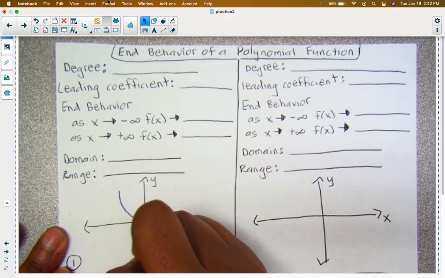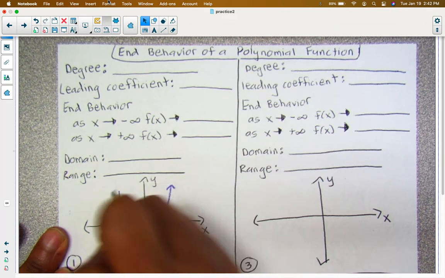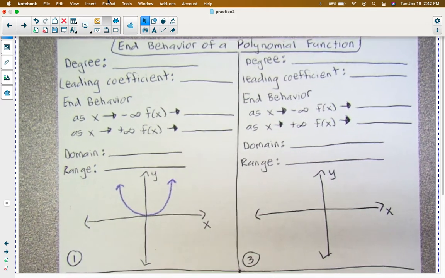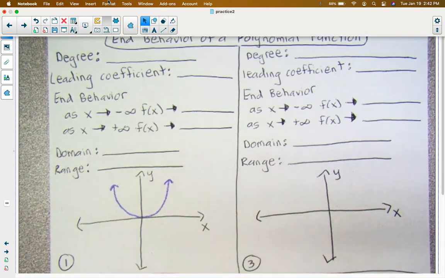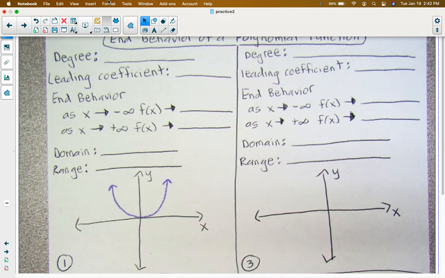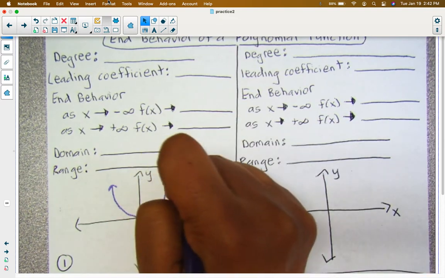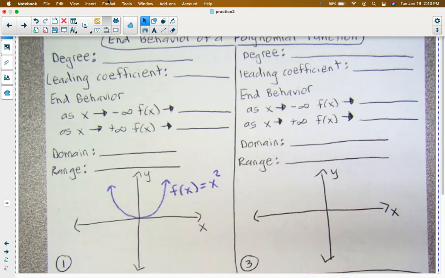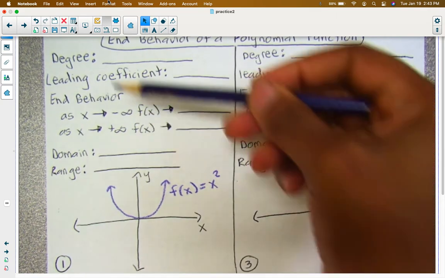I'm going to try to make it symmetric. There we go. So this is going to be our parent quadratic function. So it goes through the origin. It's the most basic quadratic function. There's no shifts left, right. There's no flips up or down. This is our parent function for a quadratic function. Now I'm going to go through and we're going to label these things.